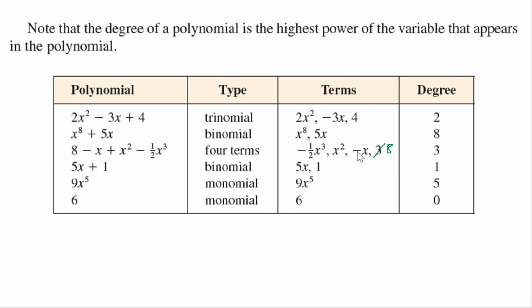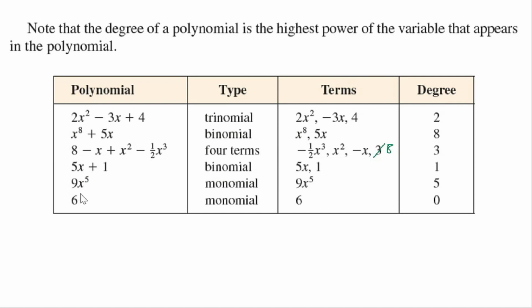And next example, we have 5x plus 1. Since there are only two terms, we name it a binomial. And the terms are 5x and 1. And look at the exponent of the two terms. There's only one term that has x here, and its exponent is the invisible 1. Therefore, the degree is 1, or you could say a first degree.